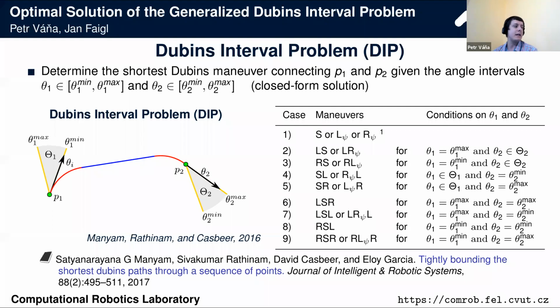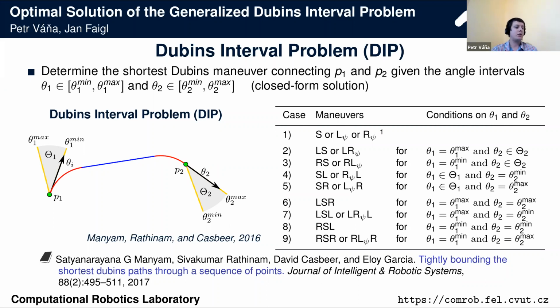And in this paper, the authors proved that there are only a limited number of maneuvers that can be optimal, and they also introduce conditions in which these maneuvers can be optimal. So these are necessary conditions for each maneuver to be optimal in the specific case. So for example, this is the optimal solution, which gives also the lower bound for this kind of problem.